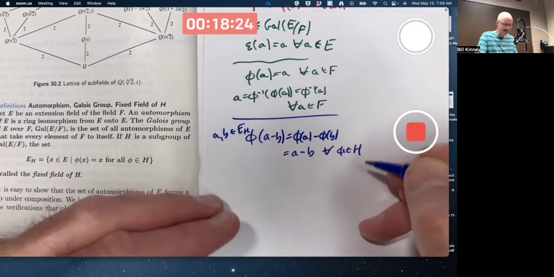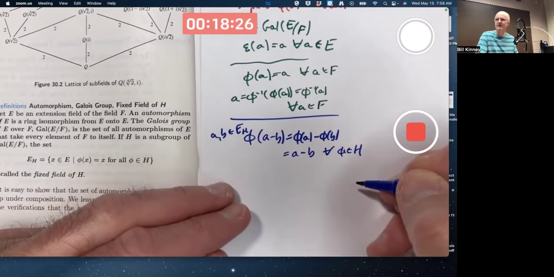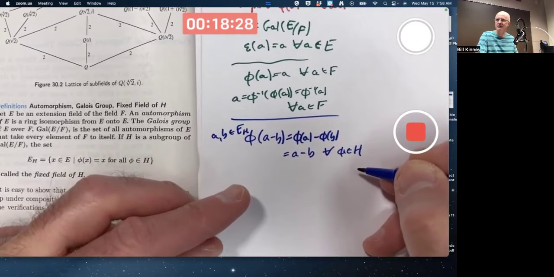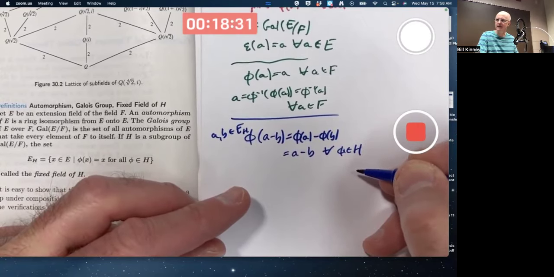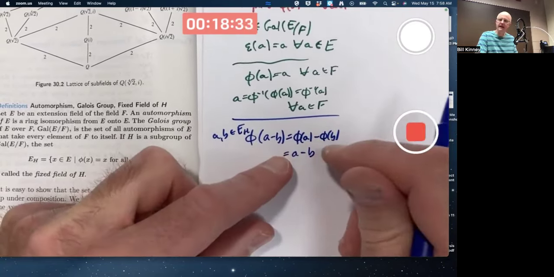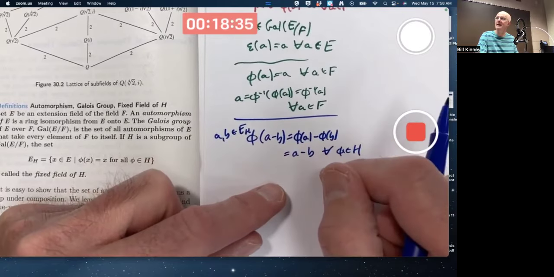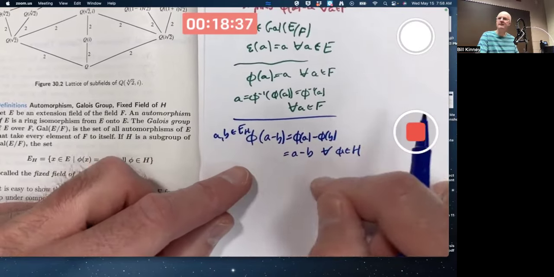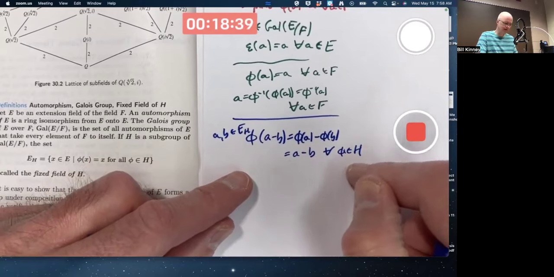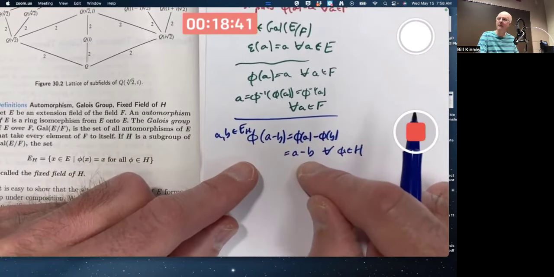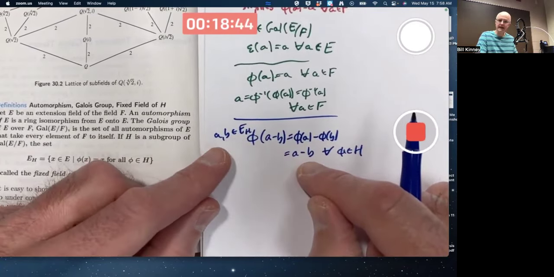Probably a better way to phrase this, if you were writing this as a proof, is you'd say let phi be in H. Let phi be in the subgroup, so that you know phi of A equals A and phi of B equals B. And then you could say that phi would fix A minus B, and that would mean A minus B is in EH.